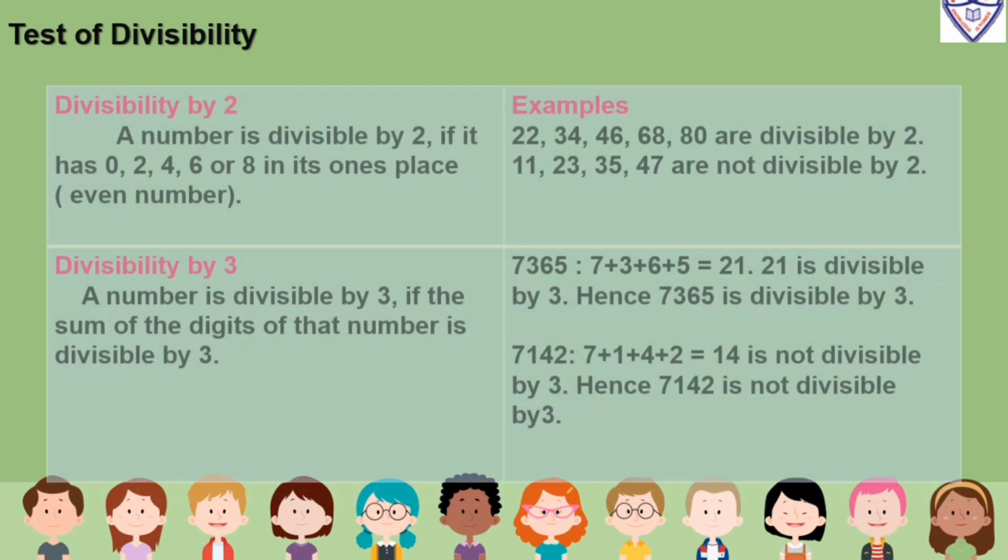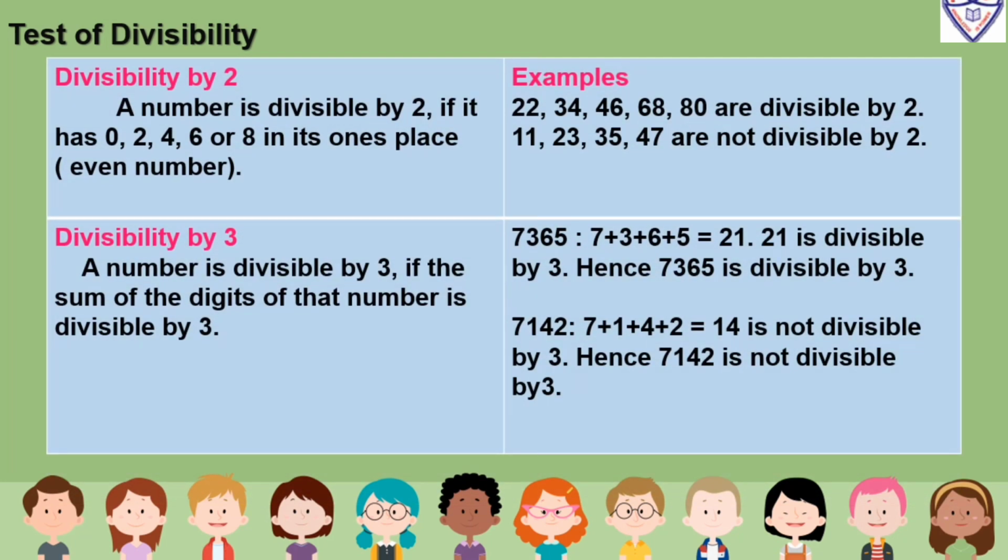Okay, so see, first divisibility by 2. A number is divisible by 2 if it has 0, 2, 4, 6 or 8 in its ones place. Means if there is an even number in the ones place, then that number is divisible by 2. For example, 22, 34, 46, 68, 80. In 22, 2 is there. In 34, in ones place, 4 is there. In 46, in ones place, 6 is there. In 68, in ones place, 8 is there. In 80, in ones place, 0 is there.